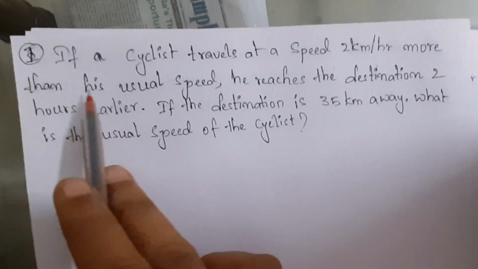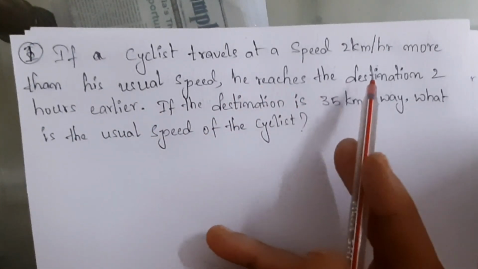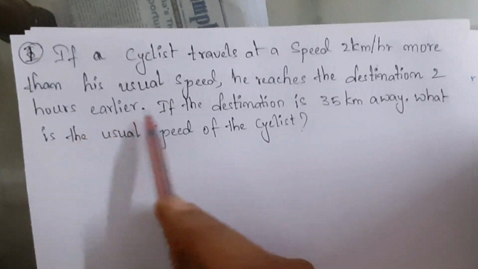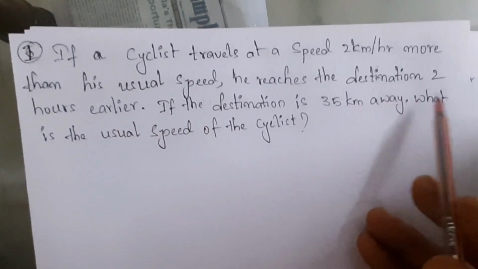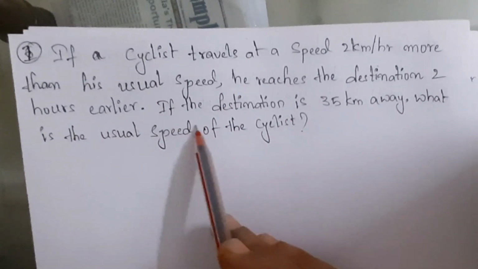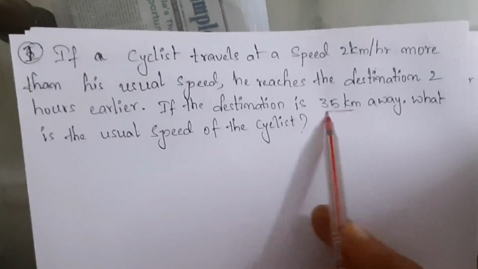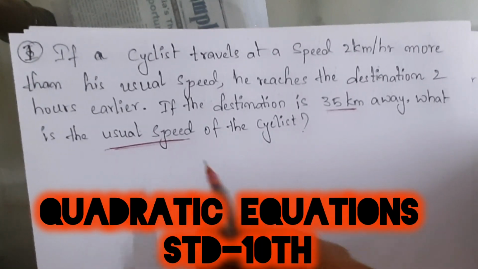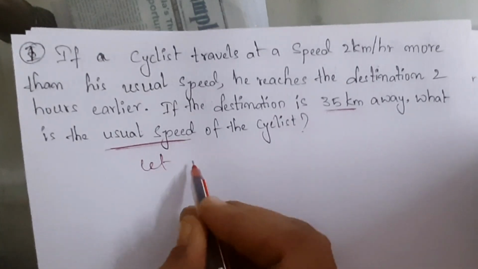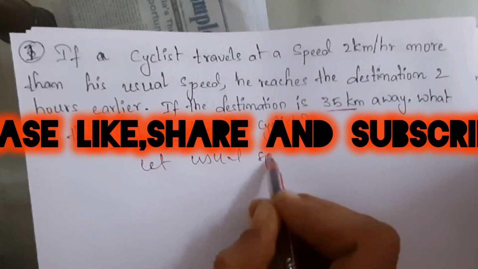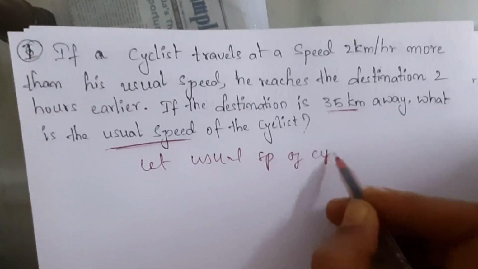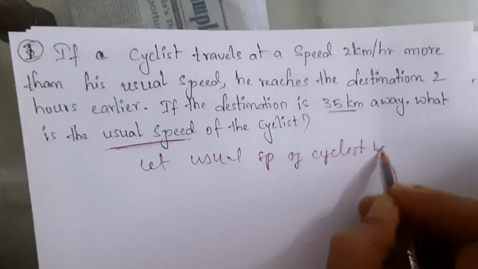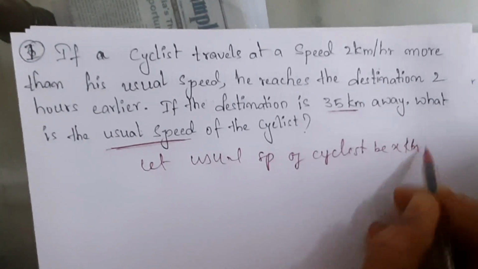Here it is given: if a cyclist travels at a speed of 2 km per hour more than his usual speed, he reaches the destination 2 hours earlier. If the destination is 35 km away, what is his usual speed? Here the usual speed is the question mark. So we'll start the question. Let the usual speed of the cyclist be x km per hour.